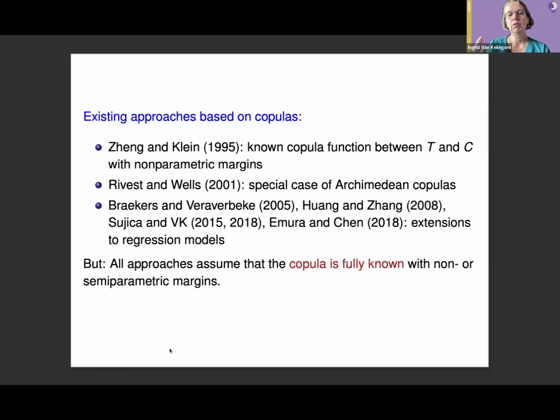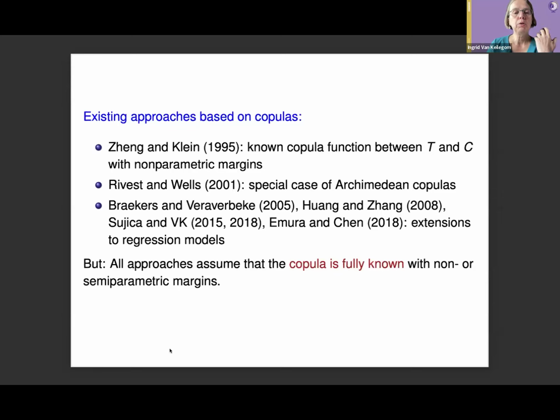And so all these papers are useful for sensitivity analysis, because you can see how much your estimator changes when you change the value of that parameter. So for that, they are useful, but they are not that useful to do point estimation.